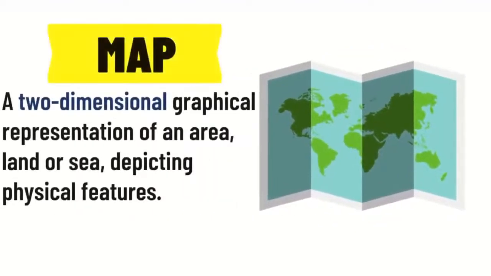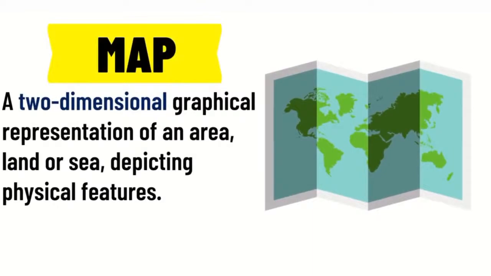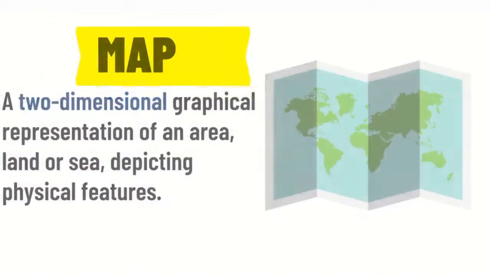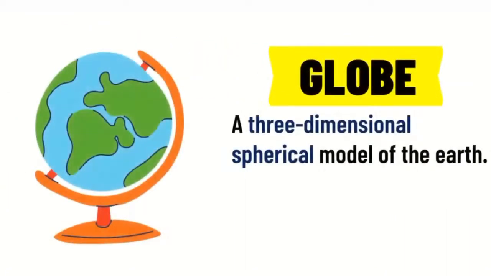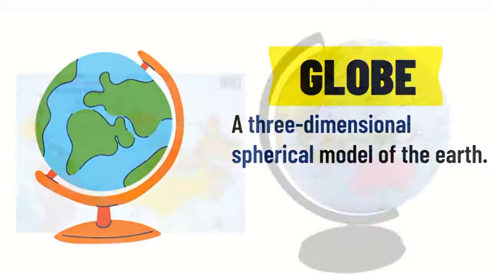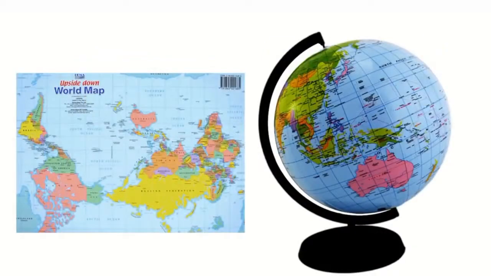A map is a two-dimensional graphical representation of an area, land or sea, depicting physical features. It represents the whole or part of the Earth, while a globe is a three-dimensional spherical model of the Earth, which represents the whole world. Now, I want you to observe the map and globe. What do they have in common?